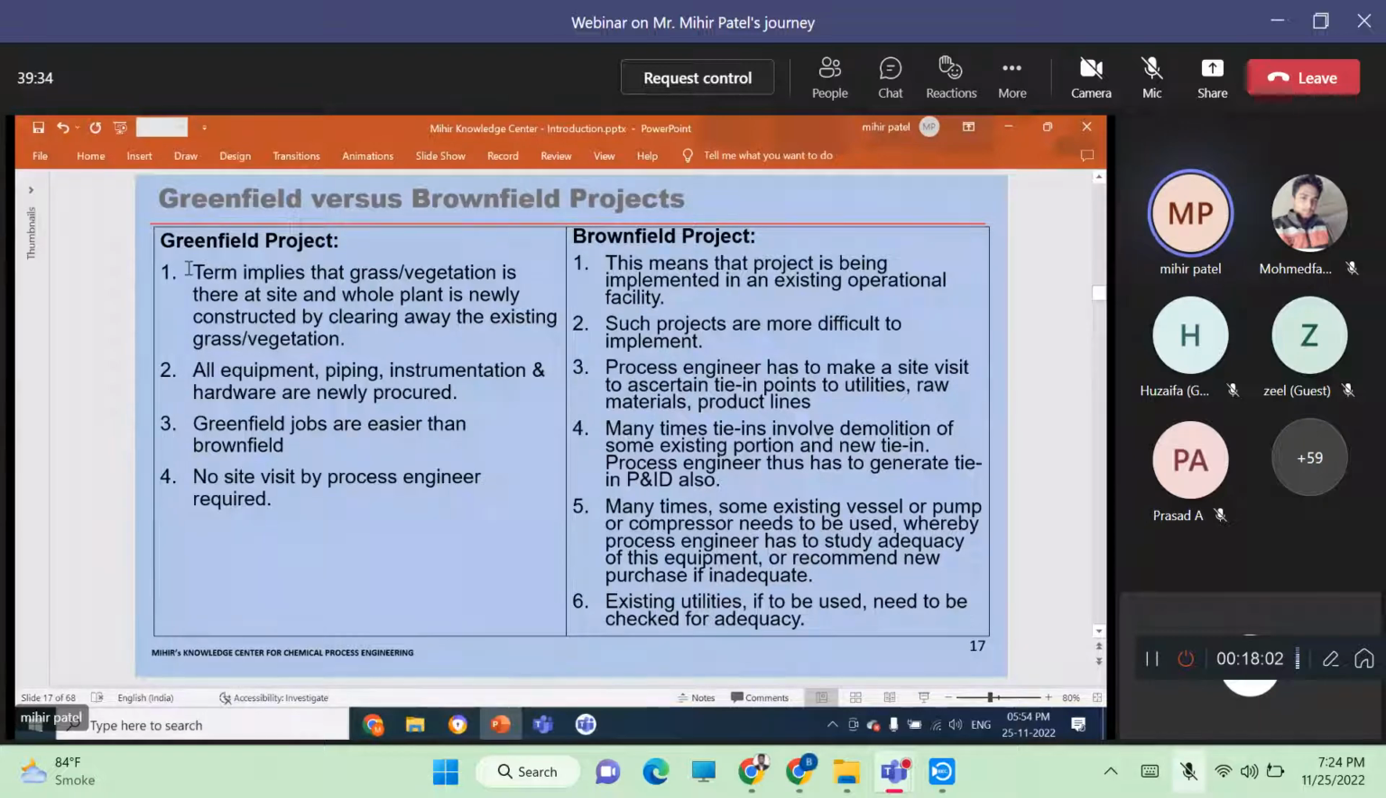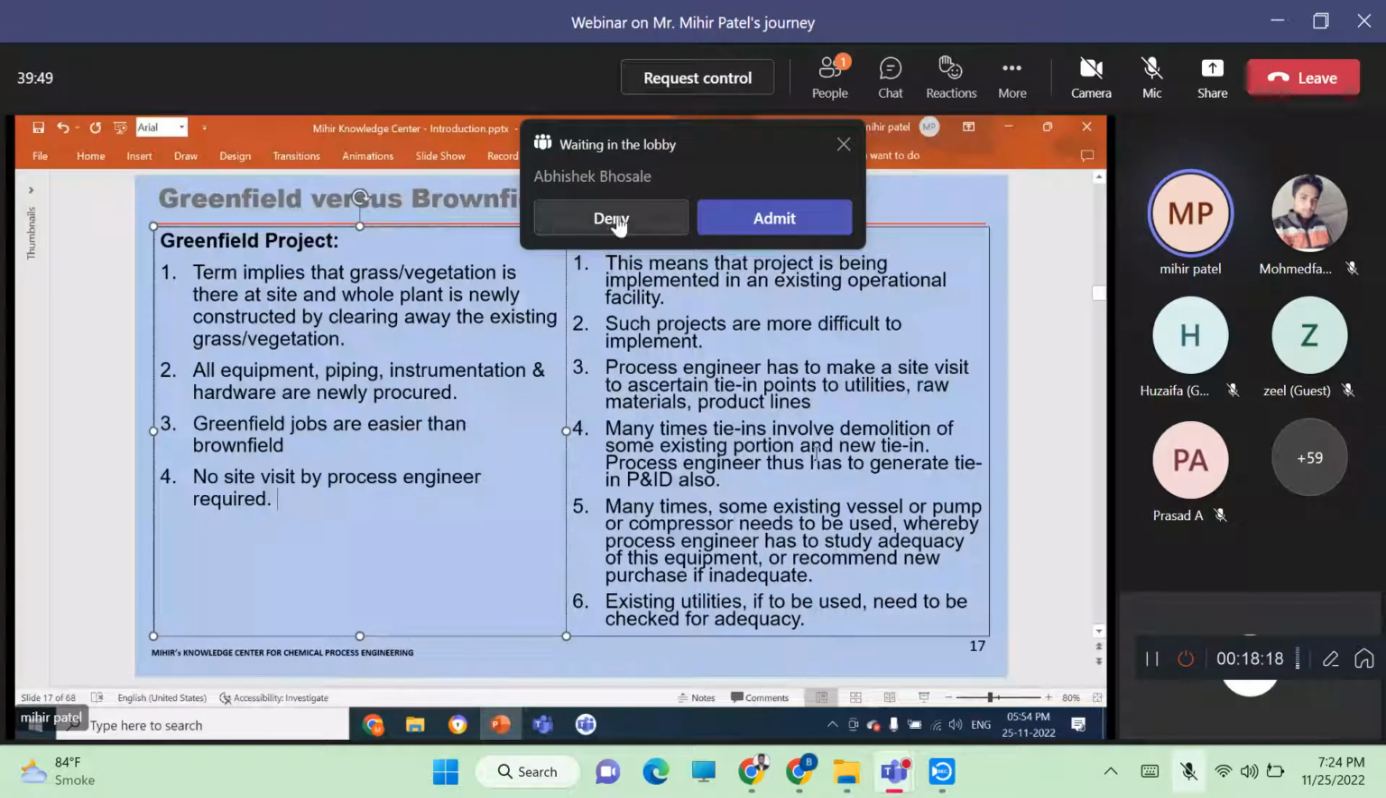Now here we see a slide, greenfield versus brownfield. As the name suggests, greenfield is basically you have grass vegetation which is cleared away before the plant is erected. All the equipment etc. are newly procured. Greenfield jobs are always easier to engineer than brownfield.